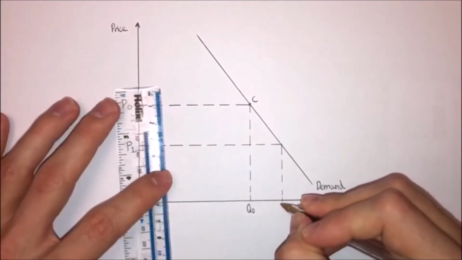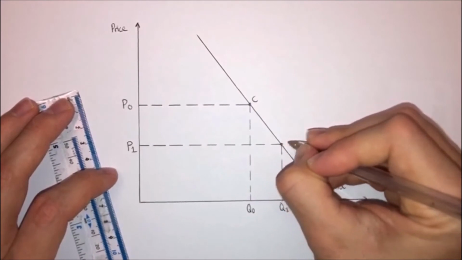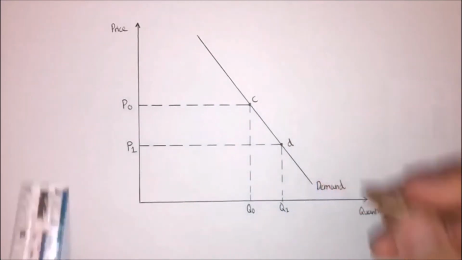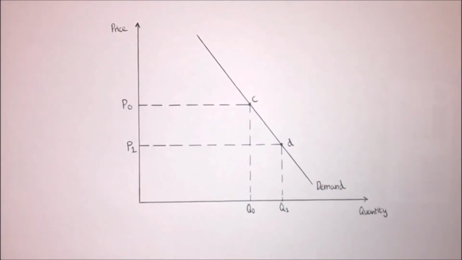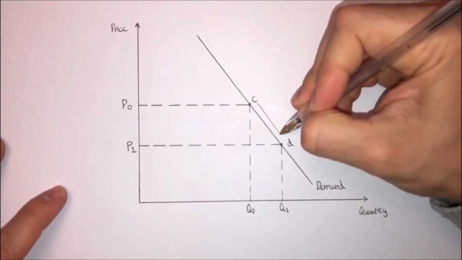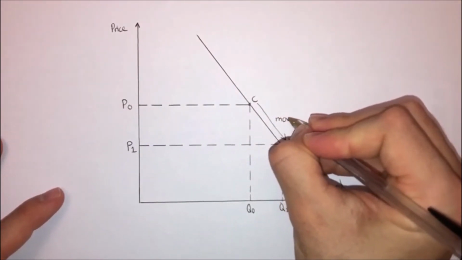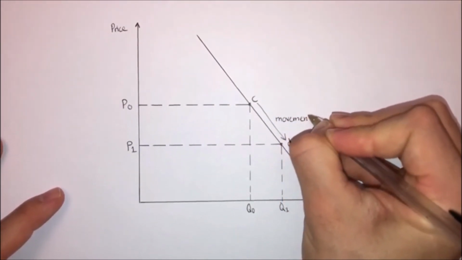Now, conversely, you'll see the graph on your screen now. The opposite will occur in the event of a price decrease. So the overall effect of the price decrease is a movement along the demand curve from point C to point D.